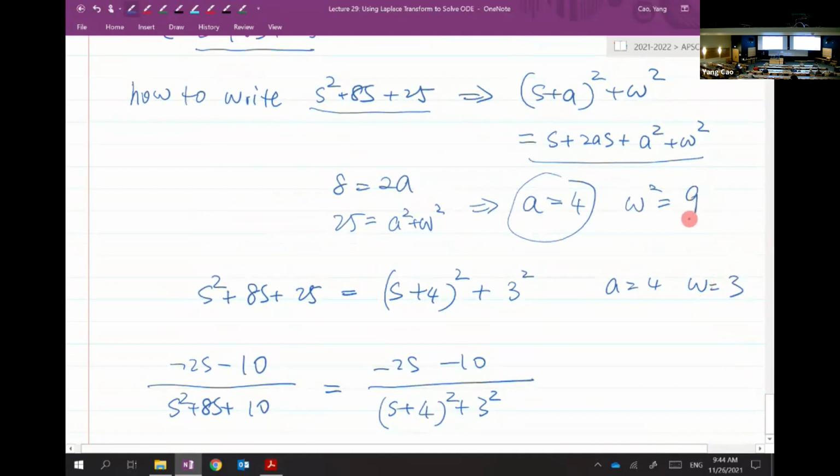Sorry, come again? Oh, why not omega negative 3? Yeah, omega has to be positive here. So you have to write a positive omega. Okay. Good.